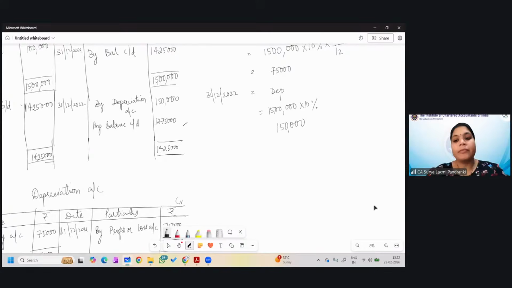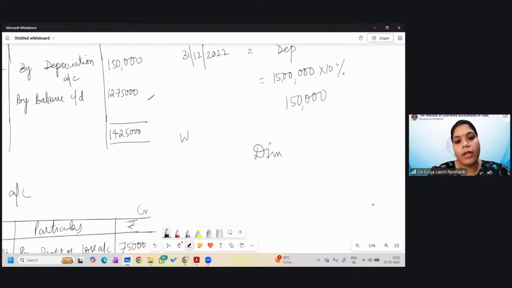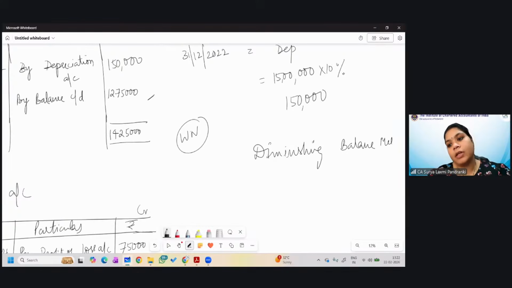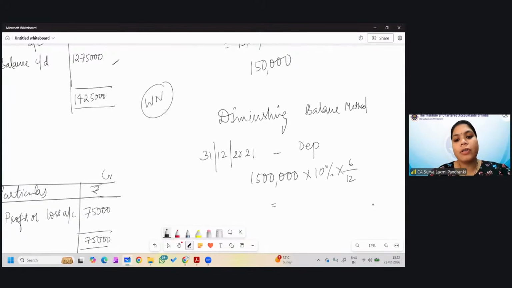Okay. Now, one more working note I'm doing: the diminishing balance method. According to this method, for 31st December 2021, what will be the depreciation? Mostly the first year depreciation will remain the same in any method. It will be 6/12 only. So depreciation for 31st December 2021 is 75,000 only. It will not change, correct?